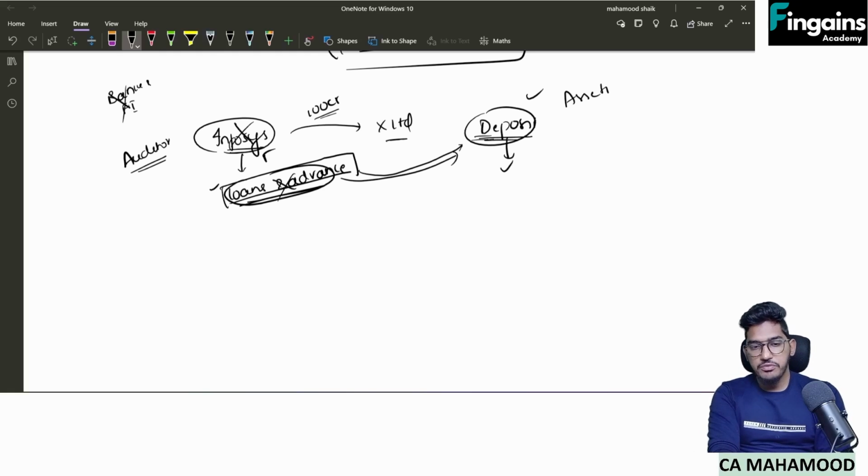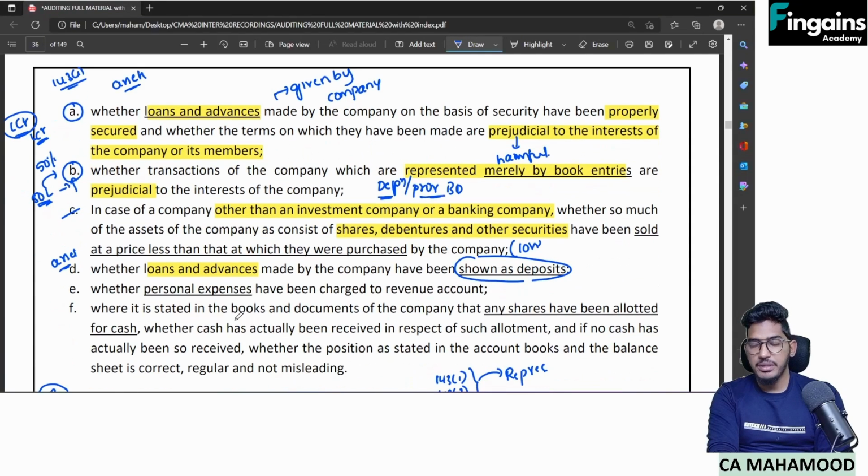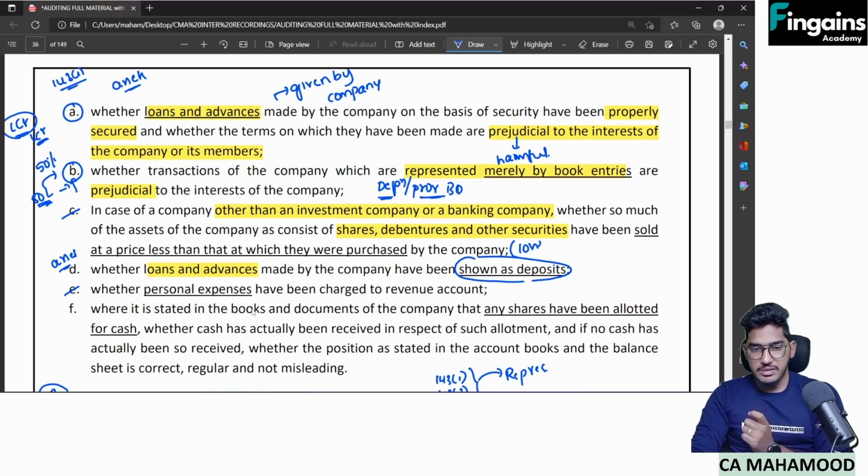Clear, everybody? So the fourth point is also regarding loans and advances given by the company, whether they have been shown as deposits. Hope everybody is clear about this discussion. Now let us come to the next point, point E: whether personal expenses have been charged to revenue account.